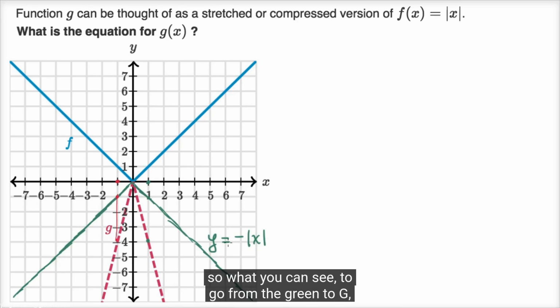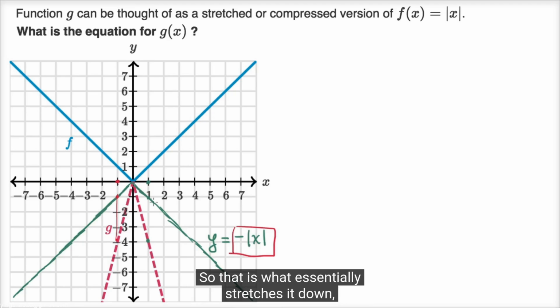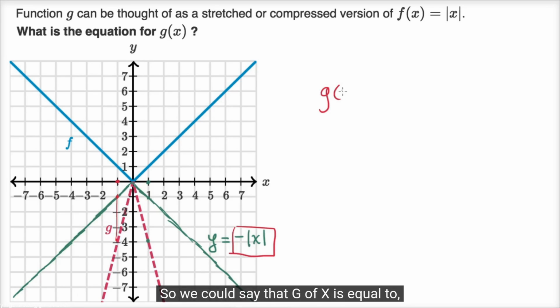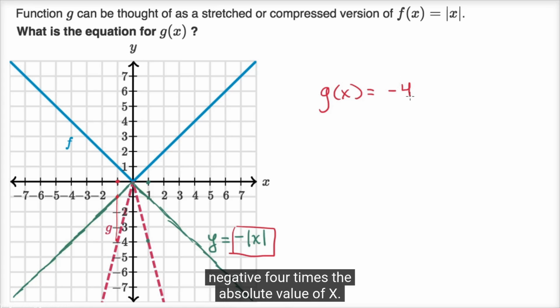So what you can see, to go from the green to g, you have to multiply this thing right over here by 4. So that is what essentially stretches it down in the vertical direction. So we could say that g of x is equal to, not negative absolute value of x, but negative 4 times the absolute value of x.